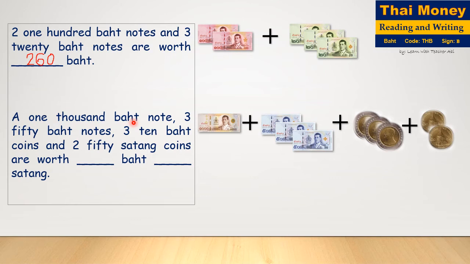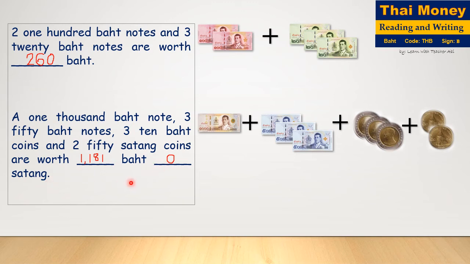A 1,000 baht note. Let's read it together. 3 50 baht notes. 3 10 baht coins. 1, 2, 3 10 baht coins. And 2 50 satang coins. 2 50 satang are worth, great job! Perfect! That's 1,181 baht and 0 satang.